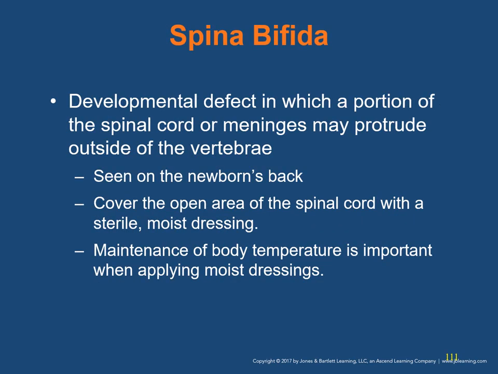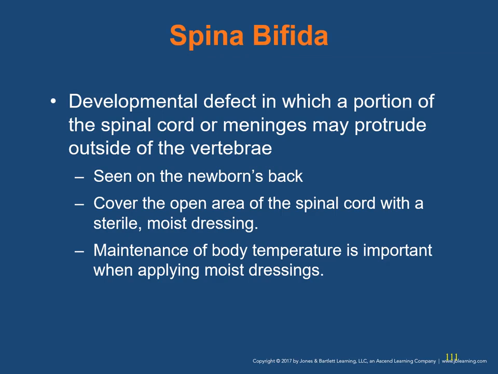Spina bifida. Spina bifida is a developmental defect in which a portion of the spinal cord or meninges may protrude outside of the vertebrae and possibly outside of the body. When it protrudes outside of the body, it is seen on the newborn's back and usually occurs in the lower third of the back in the lumbar area.